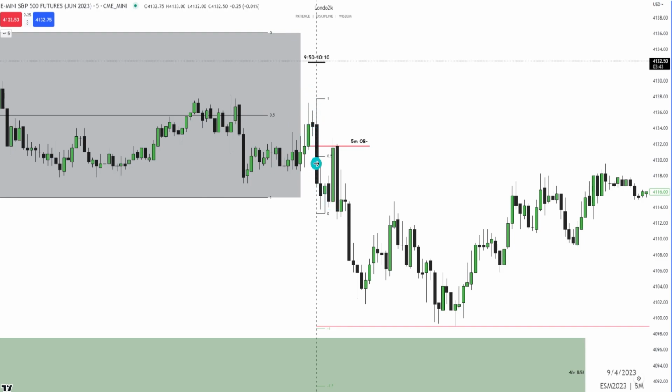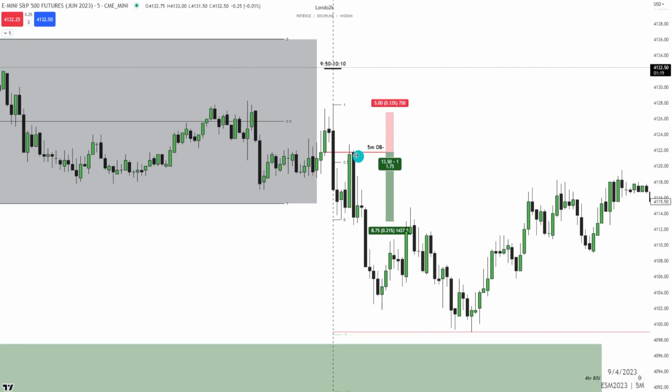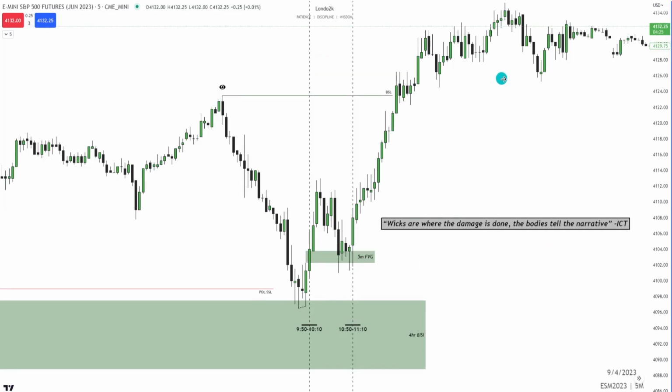We have a 5-minute fair value gap as well as a 5-minute order block. Price retraces back up into the 5-minute order block, and you get your sell here with your entry. Take it back to the low where it swung. The 5-point stop loss never gets touched, and you even get more if you held some runners. All right, so we're going to jump into the next day now.